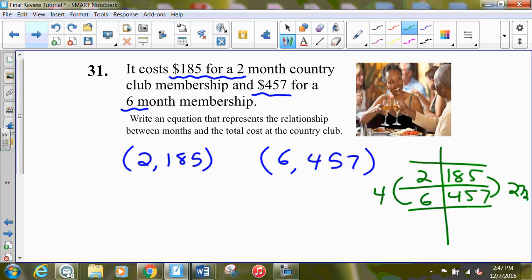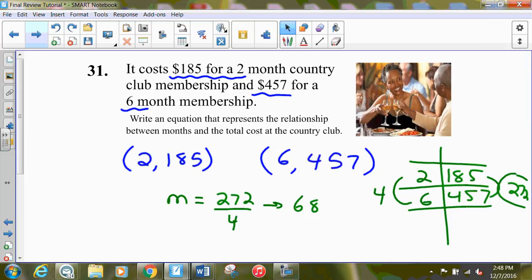And our slope is going to be the change in y, so this side, the 272 over the 4. So let's find out how many times 4 goes into 272. Oh my goodness, it goes in evenly. So our slope is 68, and then we're going to pick one of our points.